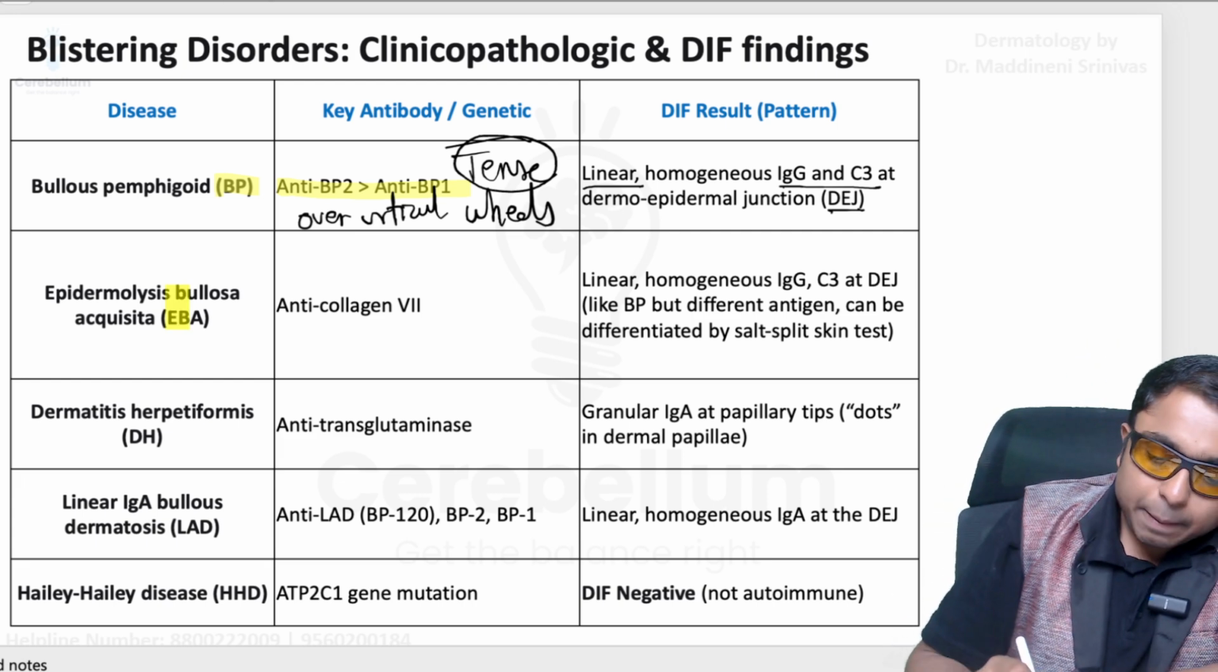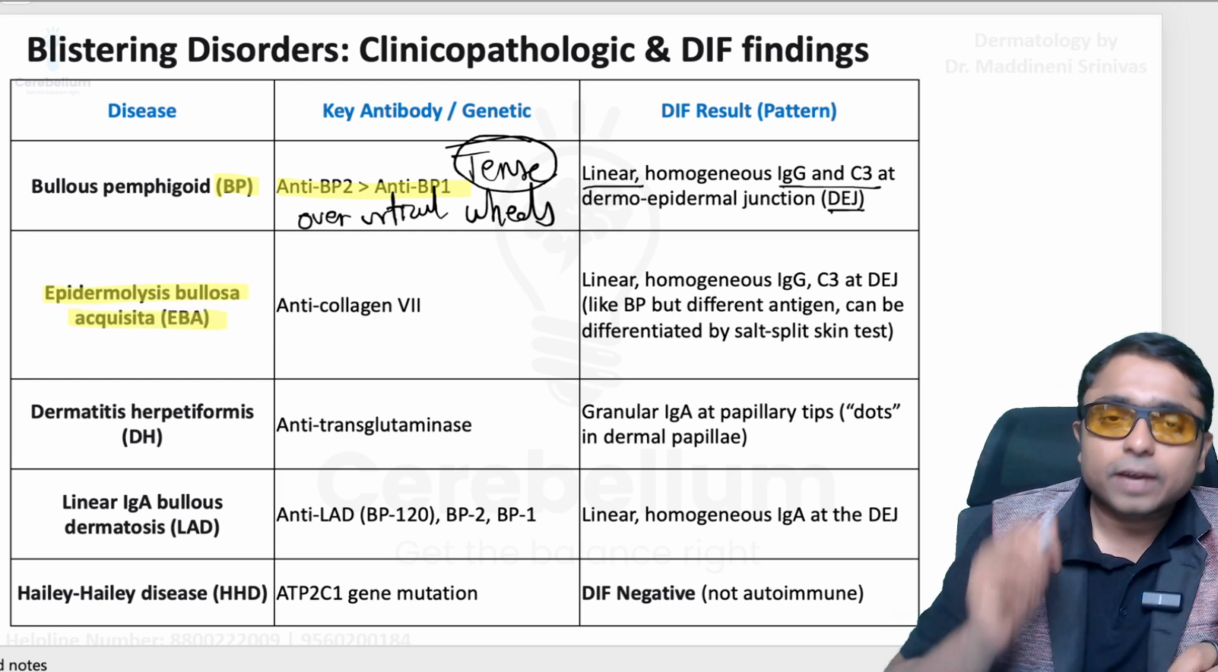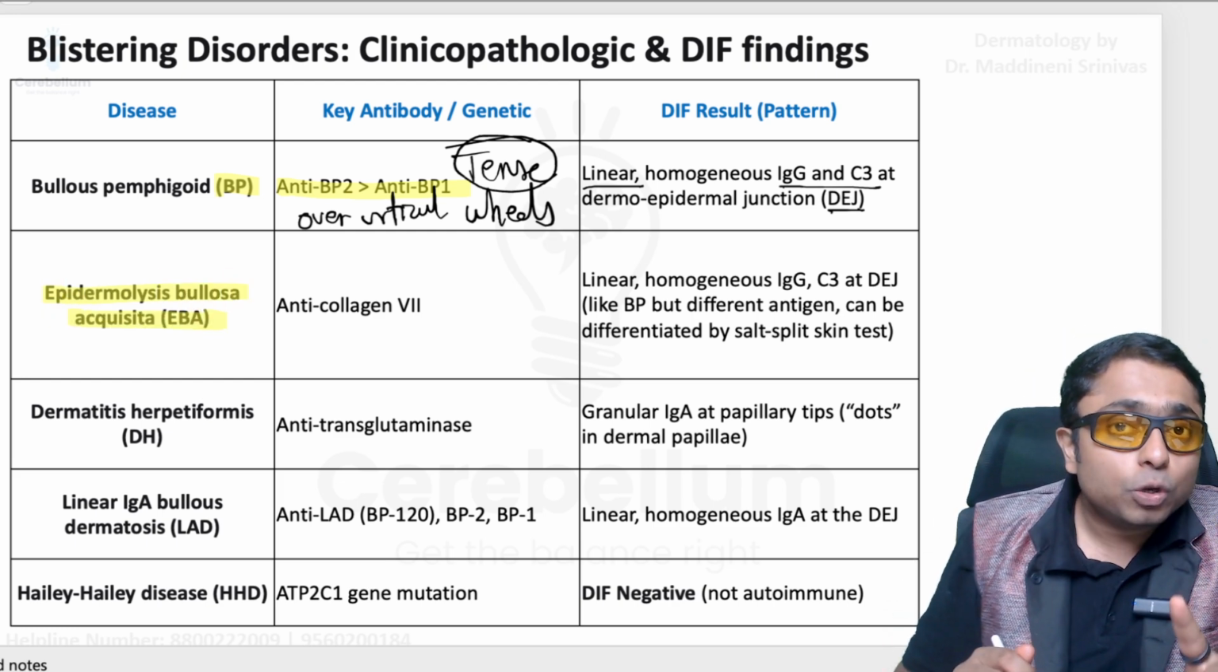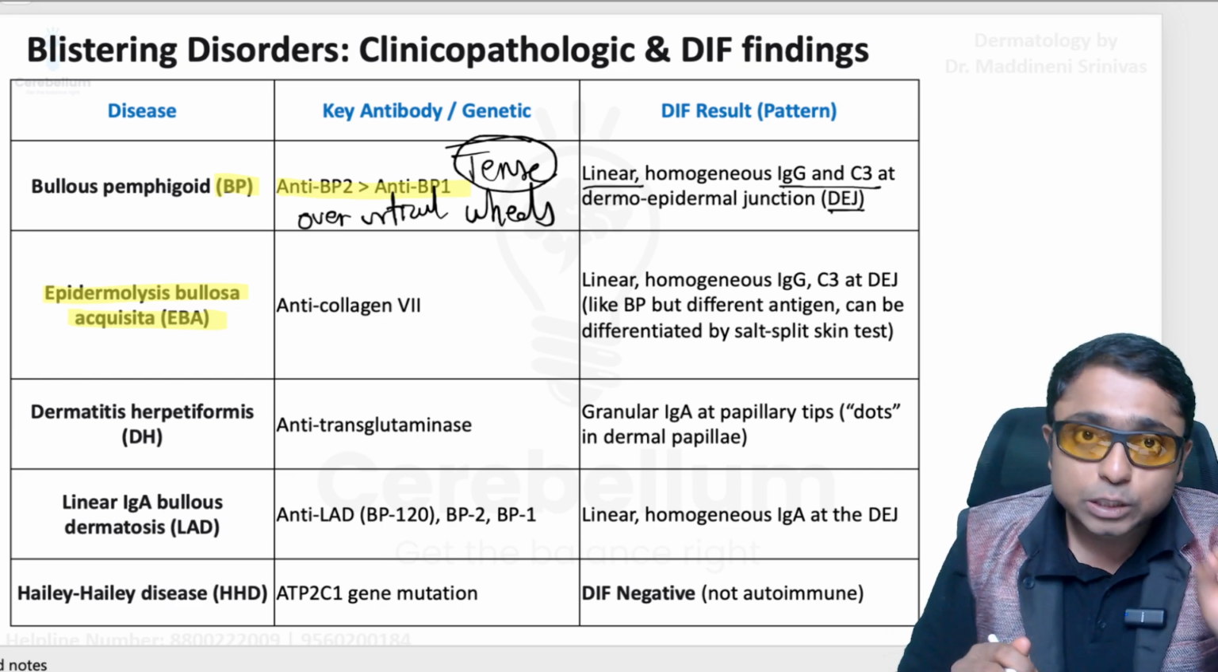Next is EBA, epidermolysis bullosa acquisita. Remember dear students, don't confuse this with epidermolysis bullosa simplex, junctional and dystrophica. Remember, they are all genetic disorders.